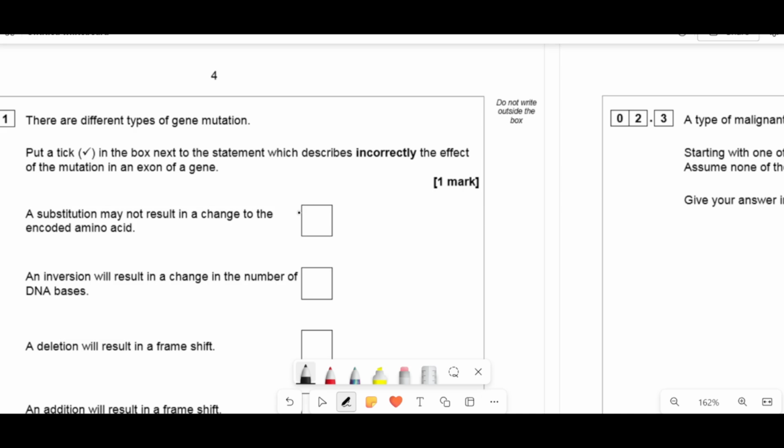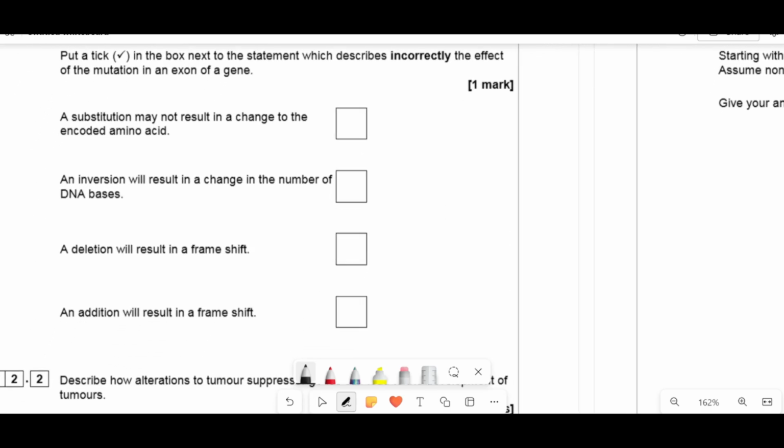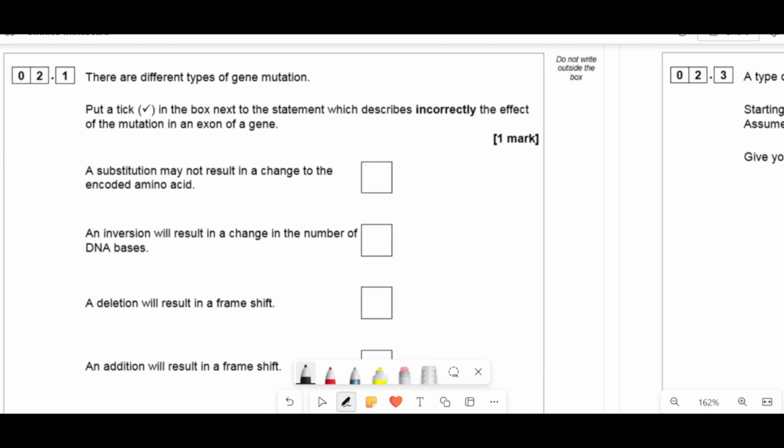There are different types of gene mutation. Put a tick next to the box which incorrectly describes the effect of a mutation in an exon of a gene. So if we have a look, whichever one is incorrect. A substitution may not result in a change in the encoded amino acid. That one is correct, so we're not going to tick that one, because you could remember that codons are triplets that code for amino acids. The genetic code is degenerate, so if you swap one base, it might not actually change anything.